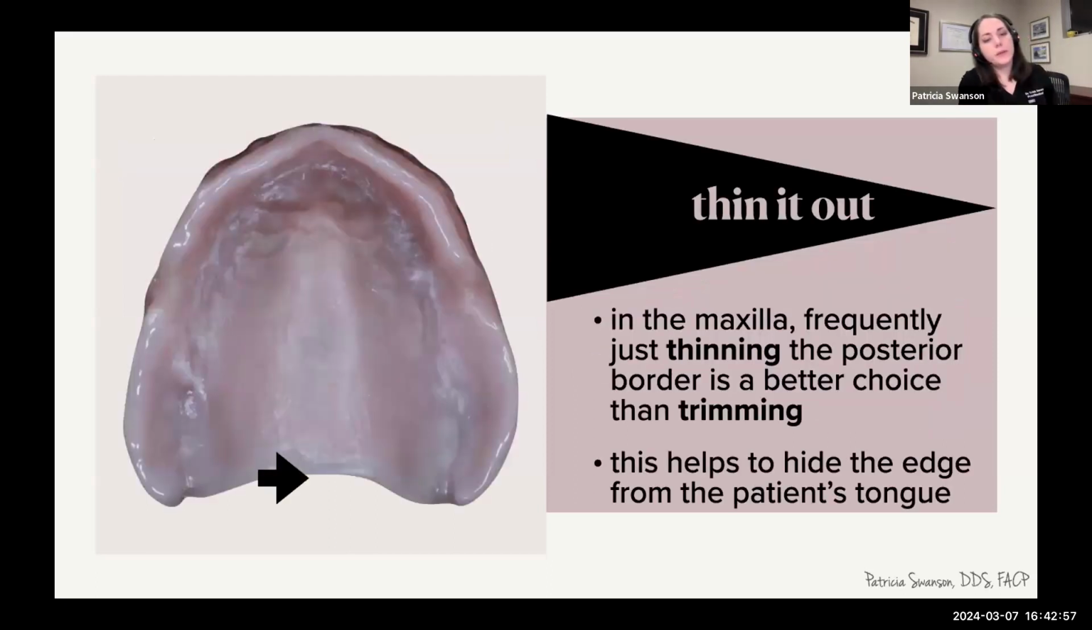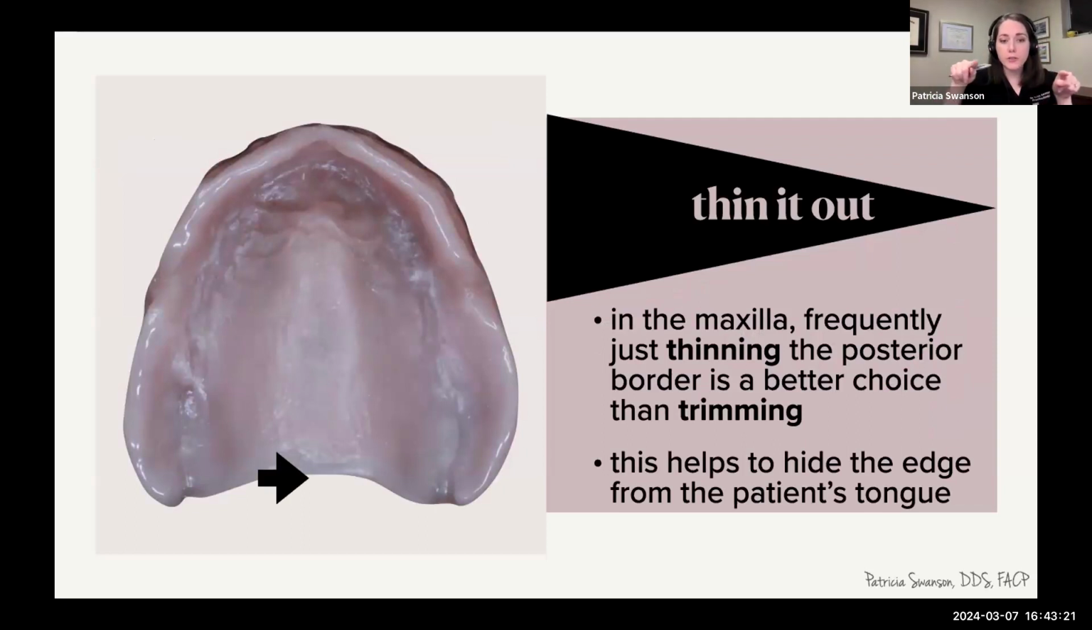The other thing that I would say is thin it out. So the back of a denture might come back super thick and frequently just thinning that from the cameo surface helps. So this is showing the intaglio surface. You're not trimming this surface. You're going to flip it over and look at the portion that their tongue is touching, and you're going to thin it to nothing.